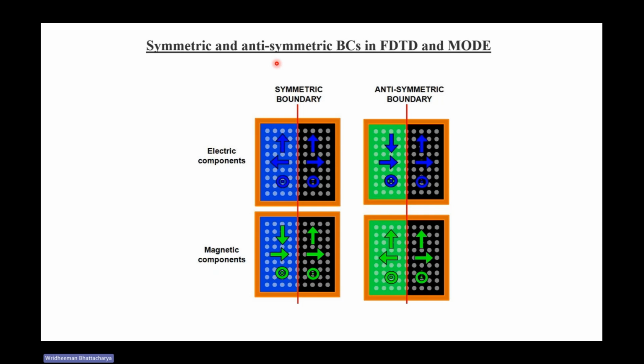plane of symmetry in the middle of the simulation regime, right? So some field components must be zero at the plane of symmetry. That feature this boundary condition takes into account. So the symmetry boundary conditions are implemented by forcing the appropriate field components to zero, right? And the non-zero field components will be taken into account.